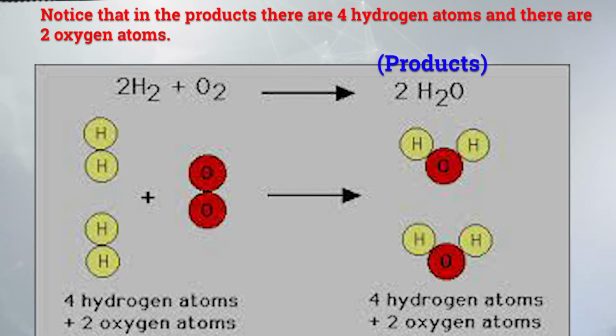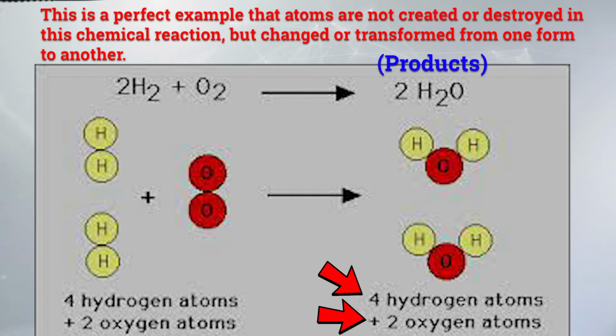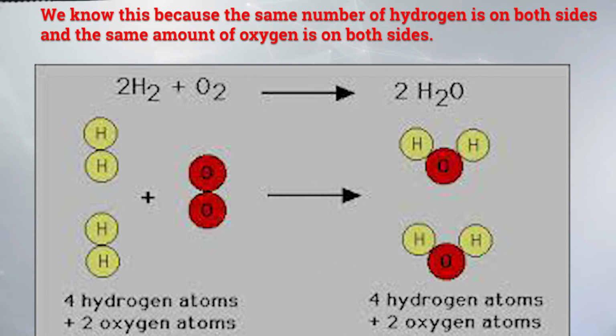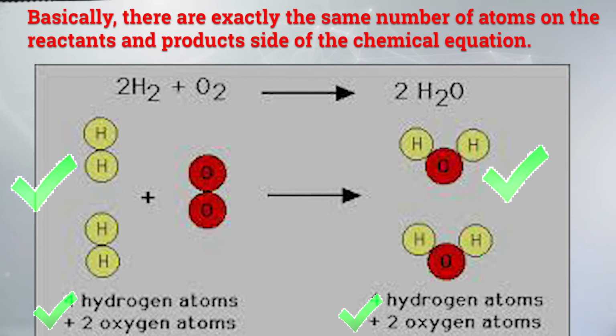Notice that in the products, there are 4 hydrogen atoms and there are 2 oxygen atoms. This is a perfect example that atoms are not created or destroyed in this chemical reaction, but changed or transformed from one form to another. How do we know this? It's simple. The same number of hydrogen is on both sides, and the same number of oxygen is on both sides. Basically, there are exactly the same number of atoms on the reactants and product side of the chemical equation.